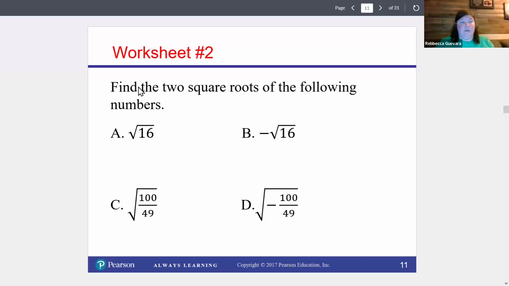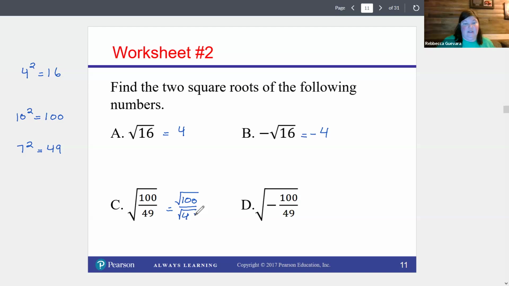All right, so we know that 4 squared is going to give me 16. So what we're asking for here is just the positive root. So we're just going to have 4. Here, we're going to have negative, and then square root of 16 is also 4, so that's negative 4. Here, we know that 10 squared is 100, and we know that 7 squared is 49. So we can break this up into the square root of 100 over the square root of 49. So that's just going to be a square root of 100, positive root is just 10. Square root of 49, positive root is just 7. So it's 10 over 7.